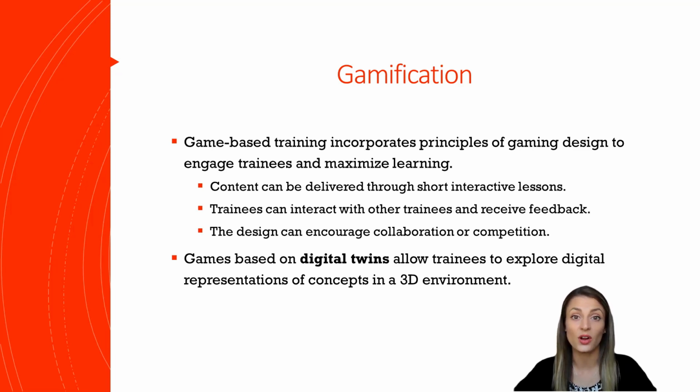Some games use what are called digital twins. These are digital duplications, digital replications of concrete and abstract concepts that can be manipulated in a 3D world. For example, a game-based simulation may use a digital twin of a piece of equipment to teach trainees how it works and how to fix it. With a few clicks and moves of the mouse, they can rotate the piece of equipment, take it apart, and watch animations that demonstrate how the different pieces work together.